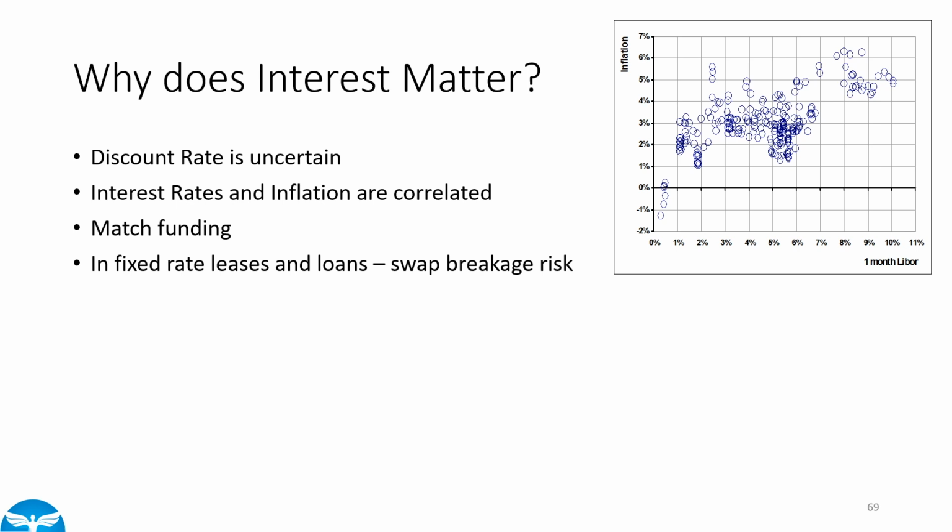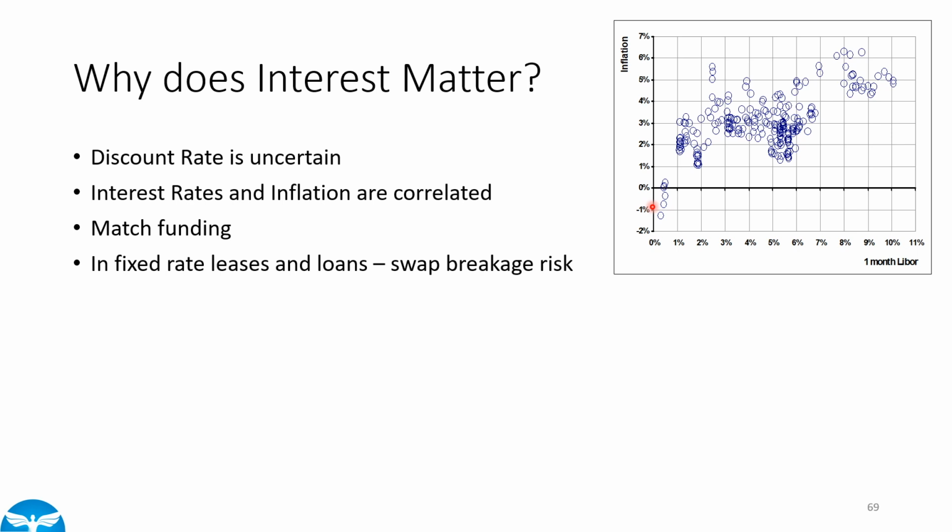And then interest rates and inflation are correlated, and I have illustrated that here in this chart, where you can see this is the 1 month LIBOR rate, and this is the inflation. This is the US CPI inflation. And you can see that although this doesn't line up like a string of pearls, it is clearly a correlation where you have high LIBOR, high inflation, and low LIBOR, low inflation, or even deflation here.